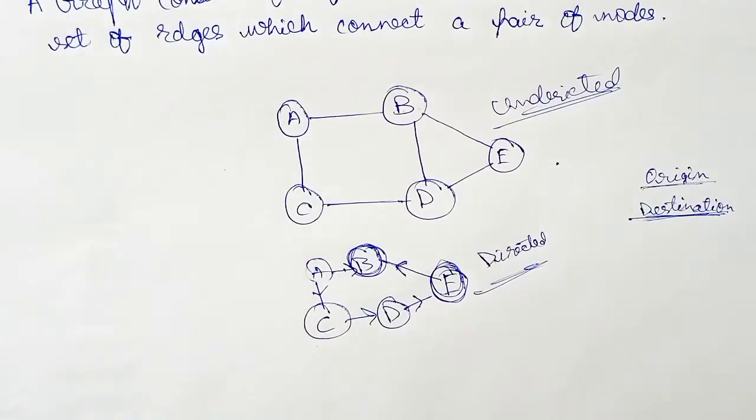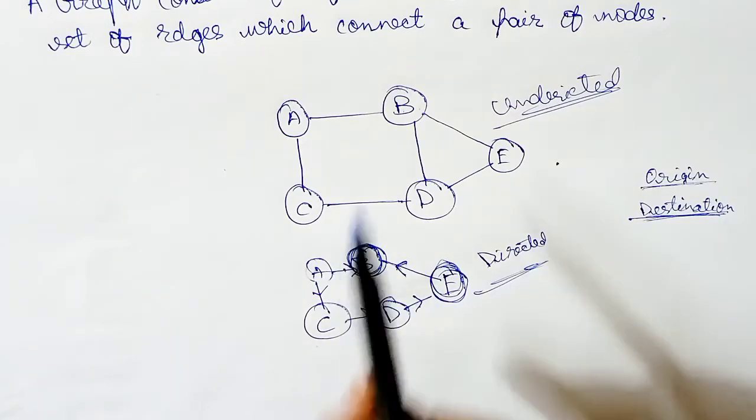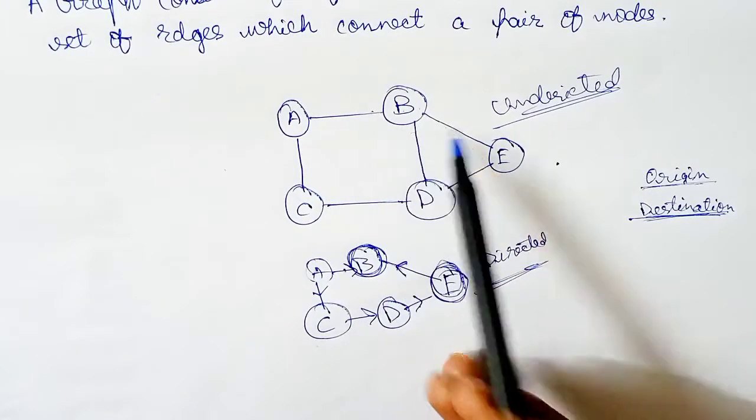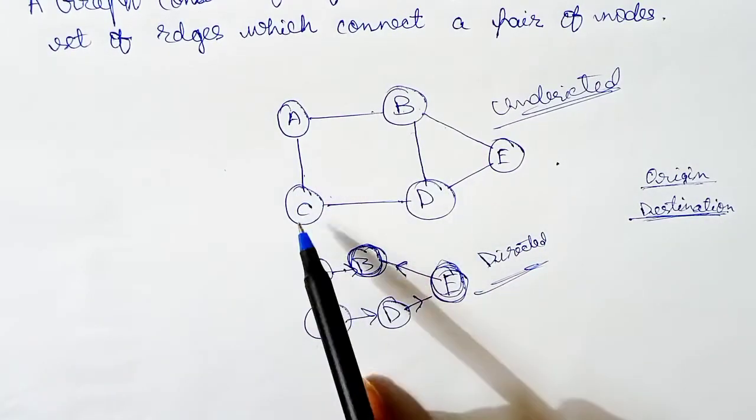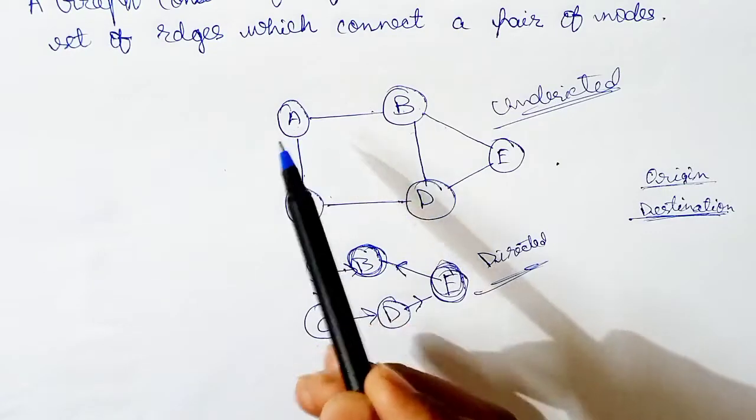Now let's look at some other terminologies related to graphs. What is the degree of a node? The degree of a node is basically the number of edges incoming and outgoing from that node. So here you can see the degree is 1, 2, 3. Here the degree is 1, 2. The degree of C is 2. The degree of A is 2.